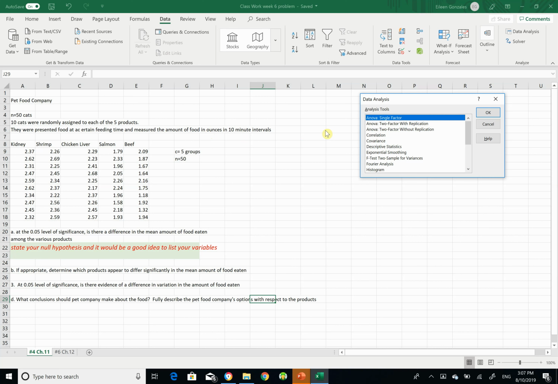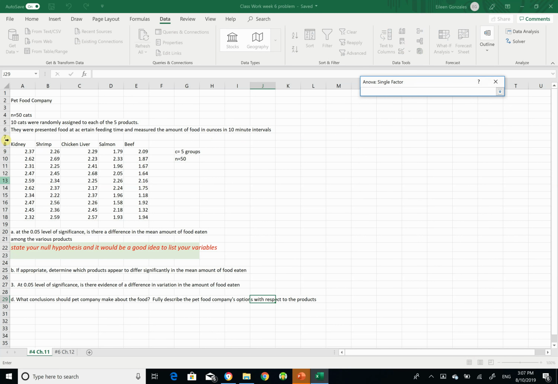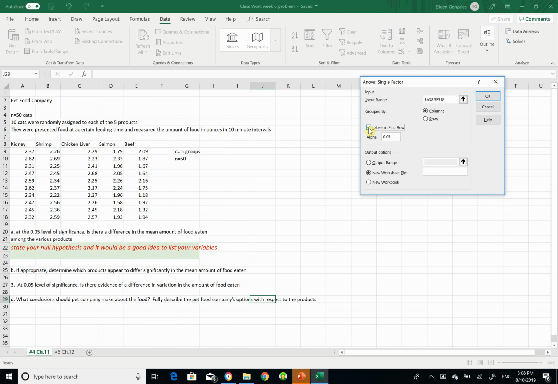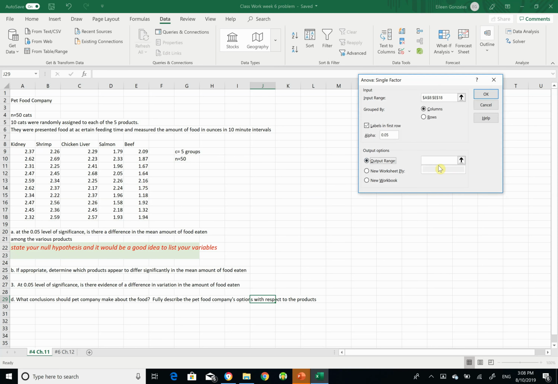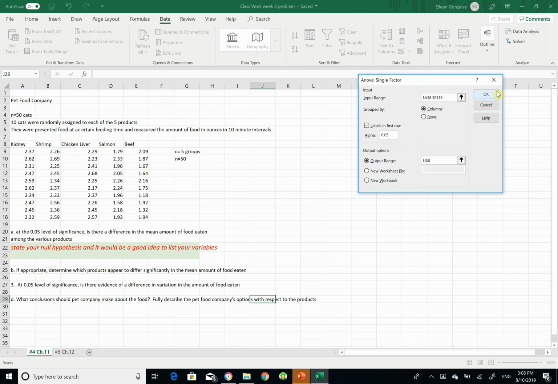Okay, and so ANOVA single factor, we're going to highlight all of this data here. We're going to click on that, make sure the labels are correct. They're grouped by columns. Notice you can group by rows or columns. In this case, each individual one is a column. And for our output range, I don't want a new sheet, I'm just going to put it right in here. And it will give us the information that we need.